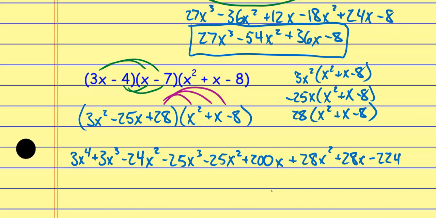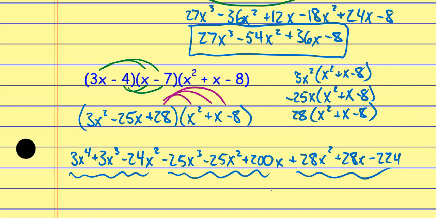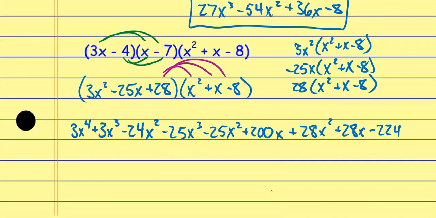Okay? And again, if you did each of these separately, that's okay. That's the first guy. That's what the second guy would give you. That's what the third guy would give you. Just make sure you bring them all back together at the end. Okay? And now I combine like terms. And there's quite a few here. It might help to mark these as we write them down. Start with the biggest. Always work your way down.